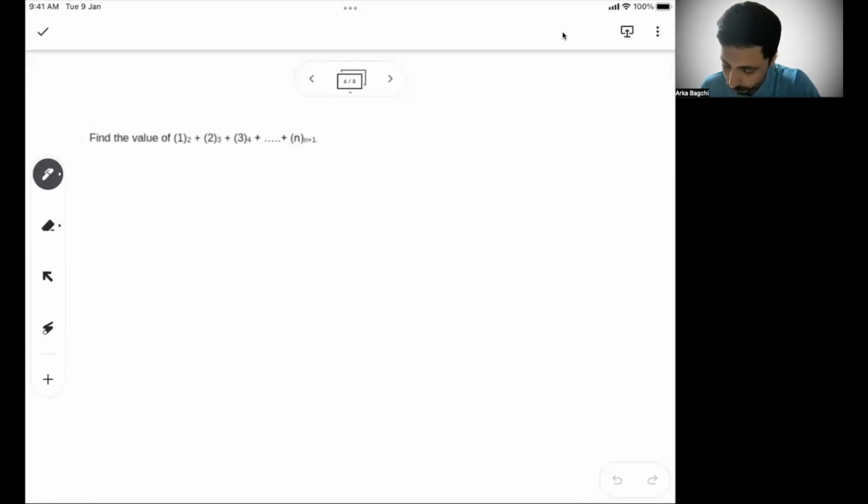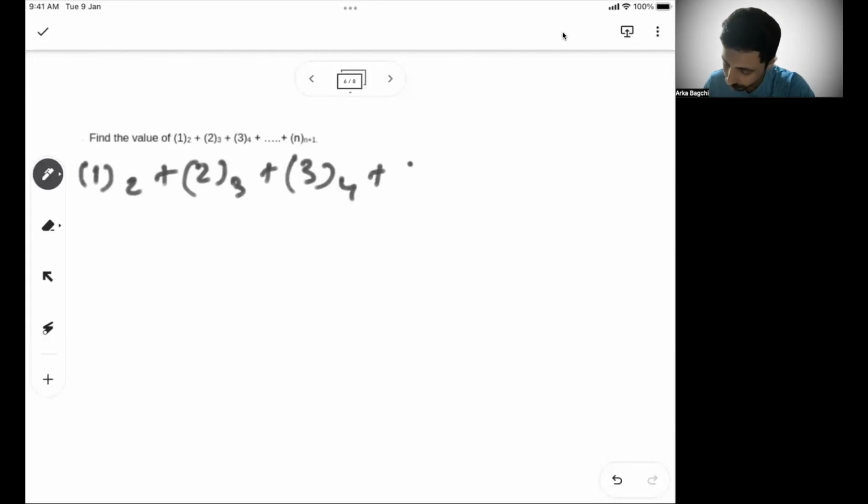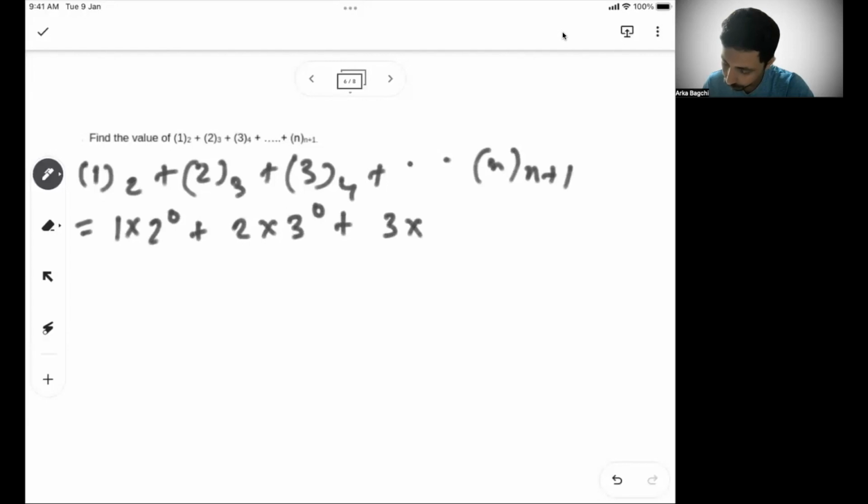Find the value of 1 with base 2, 2 with base 3. So if I have to write 1 with base 2, 2 with base 3, 3 with base 4, and so on, n with base n plus 1, in this case we can write 1 into 2 to the power 0, because there is only one digit, plus 2 into 3 to the power 0, plus 3 into 4 to the power 0, because these are the only digits, plus n into n plus 1 to the power 0.